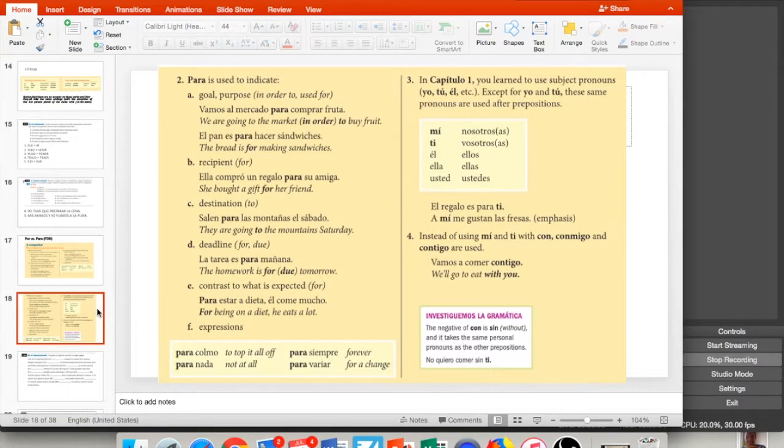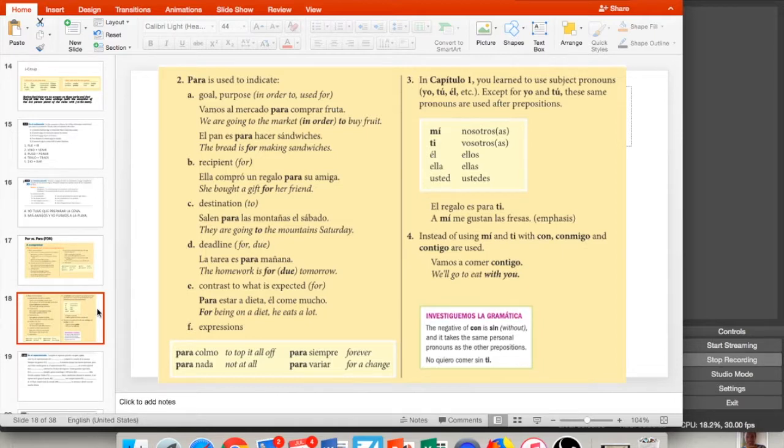As we look at para, there are oftentimes more reasons as to why we use para. The first is for a goal or purpose, and this is usually translated as in order to. This is my favorite use of para. So, vamos al mercado para comprar fruta. We're going to the market for the purpose of buying fruit, or we're going to the market in order to buy fruit. So, para is often translated as in order to.